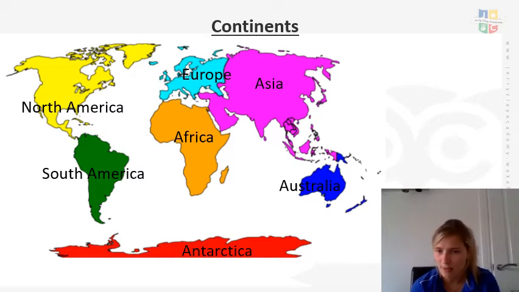Now, sometimes some people think Russia is a continent. However, Russia isn't a continent. Asia is the continent, but Russia is one of the main parts, about 75% of Asia is Russia. So it takes up a large amount of that continent.